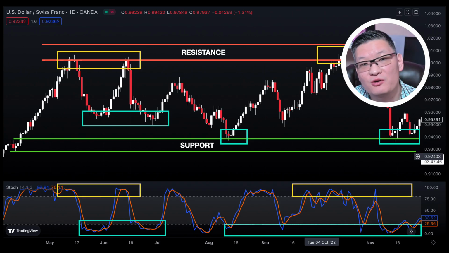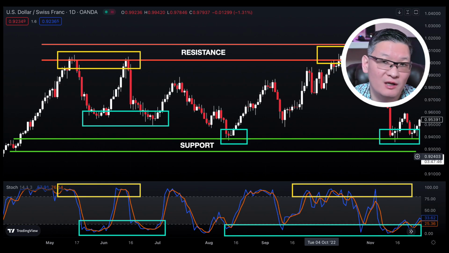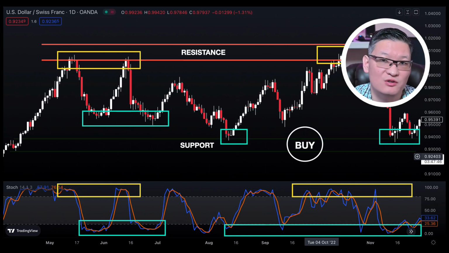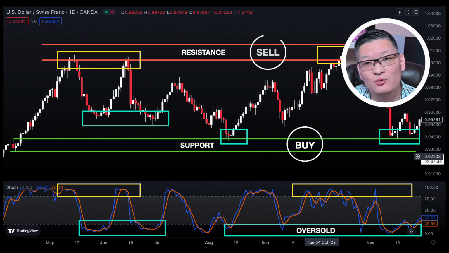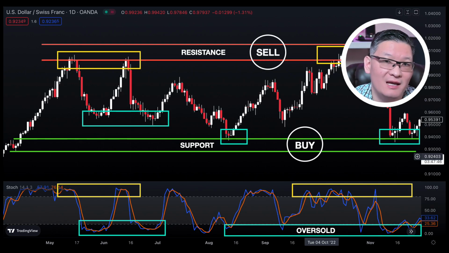In a range-bound trading environment, this is the simplest trading methodology that anyone can utilize to make consistent profits. It is to buy when the price reaches the support area and the indicator drops below 20. Conversely, sell when the price reaches the resistance and the indicator shows a value of above 80.